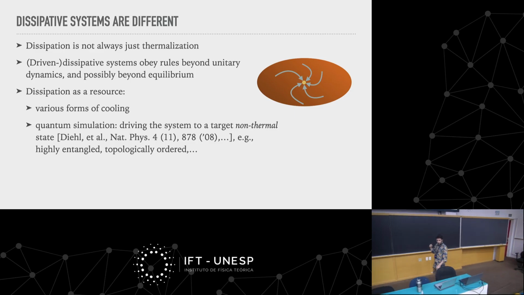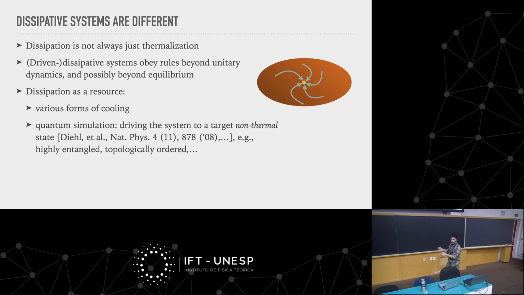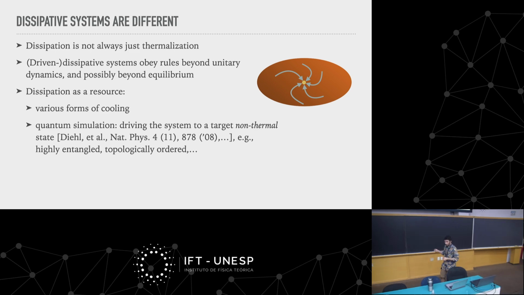There is also a more sophisticated way of using the environment and the fact that there is an arrow of time, so we can drive the system towards a state. It's the business of engineering the environment, of having the right environment and right driving of the system, that brings the state of the system to a target state which is non-thermal, so outside of the scope of common thermodynamics. And that might have interesting properties. It's maybe highly entangled for quantum computing, or has topological order, or, I mean, you name it. The sky's the limit in this case.